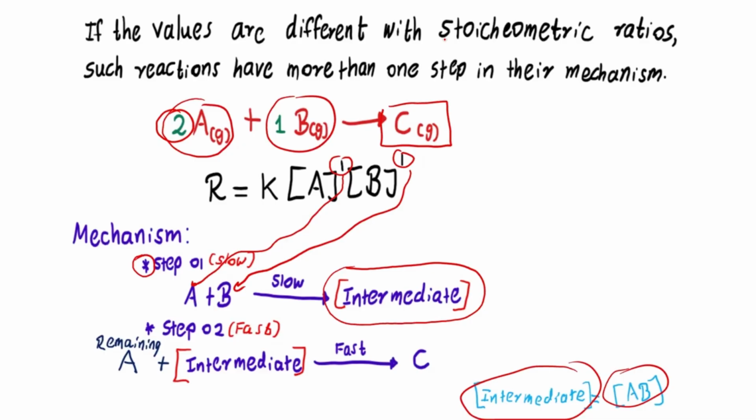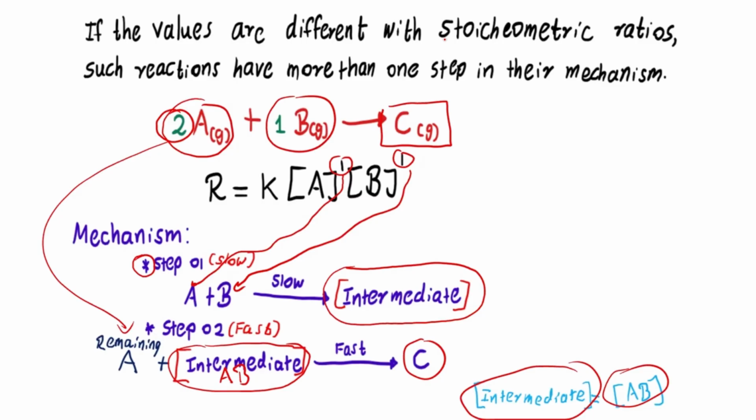Okay, that intermediate means you can't produce the product in the first step. So that means there has to be a second step. This AB will react with the remaining A molecule, because I had 2 A molecules and I only used one. AB reacts with the remaining A and gives you C. Why is that? Because two A molecules combine with one B molecule to give you C.